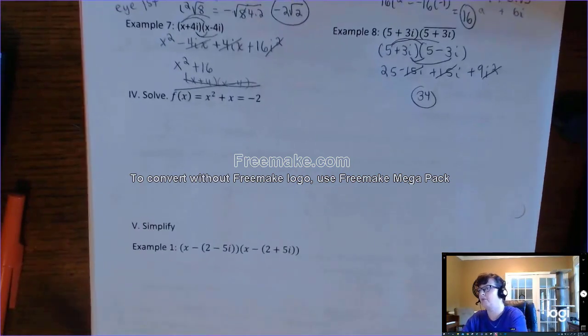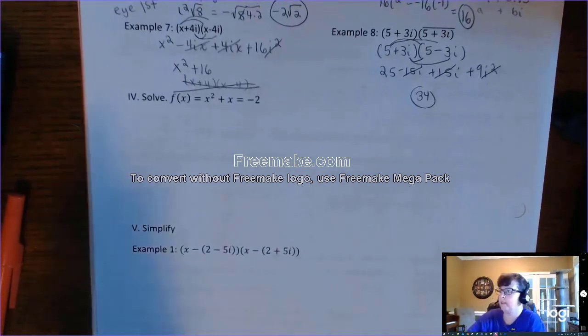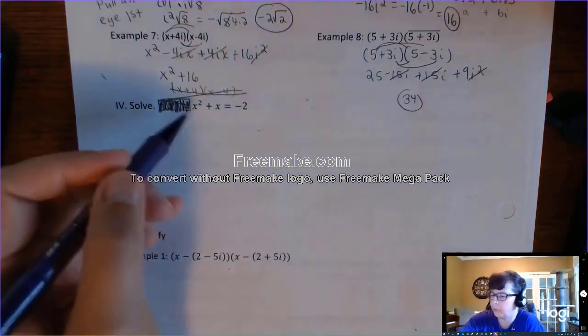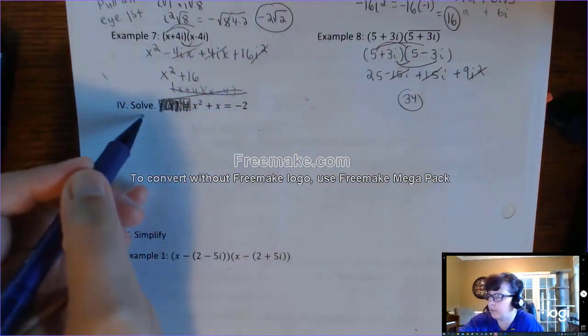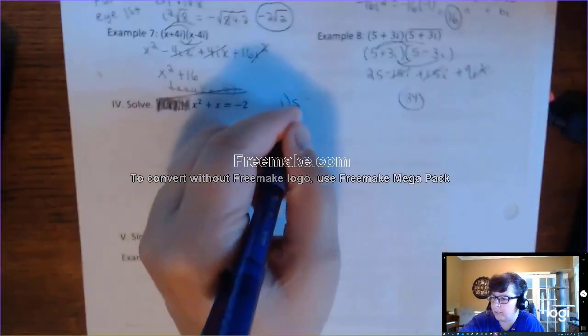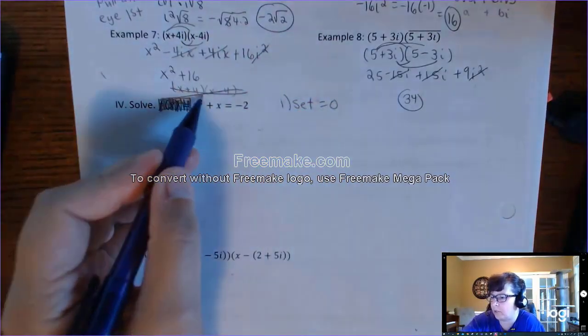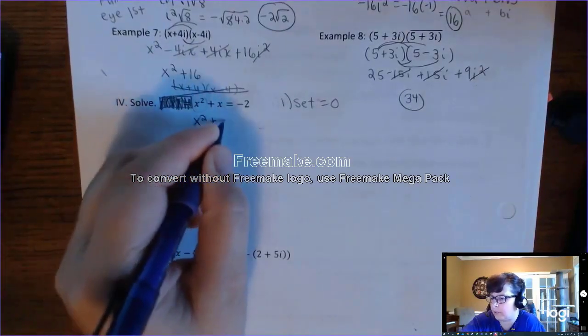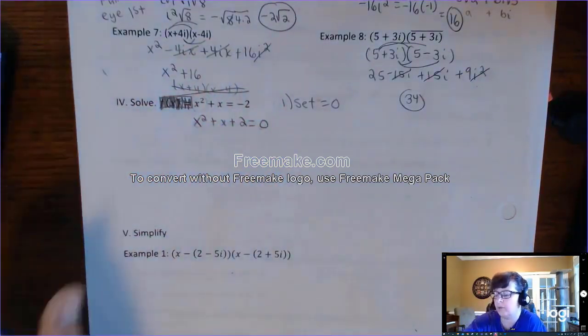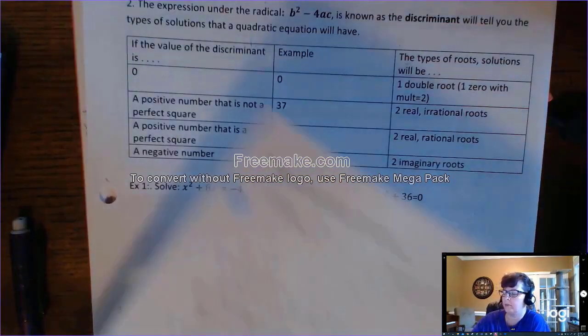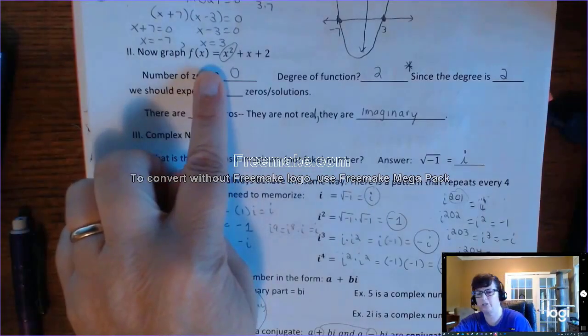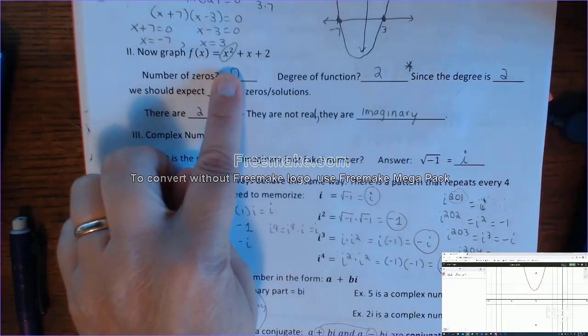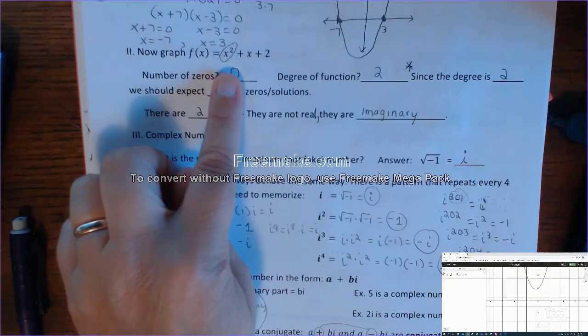Okay, so now we're ready to go back to solving quadratics. Okay, so x squared plus x equals negative 2. If we want to solve that, first thing we want to do is set it equal to 0 because it's quadratic. So x squared plus x plus 2 equals 0, and you might remember that that's one of the functions that we graphed, and when we graphed f of x equals x squared plus x plus 2, we got that. And you can see it does not cross the x-axis. It's kind of hard to see.